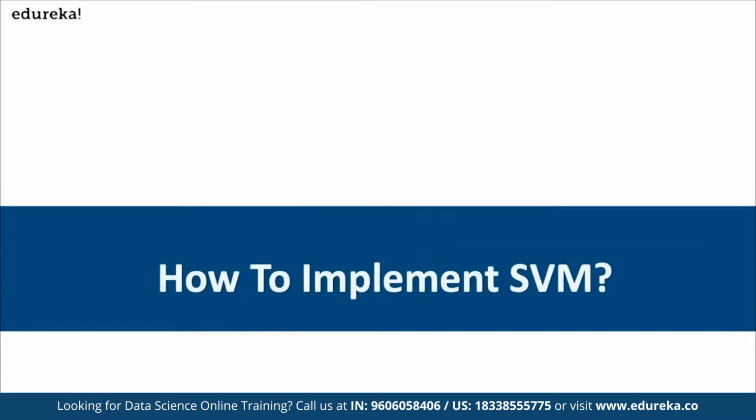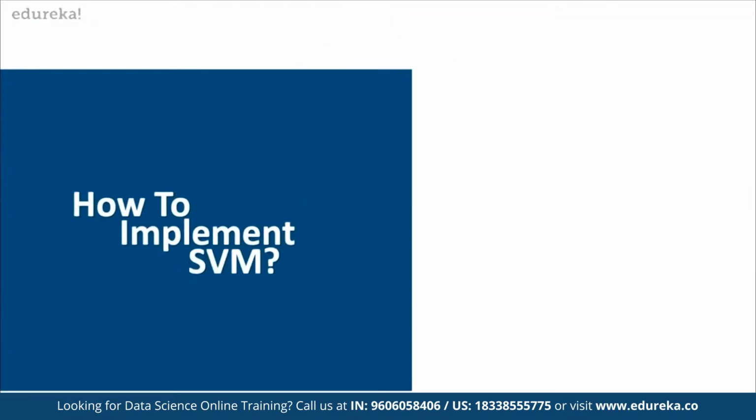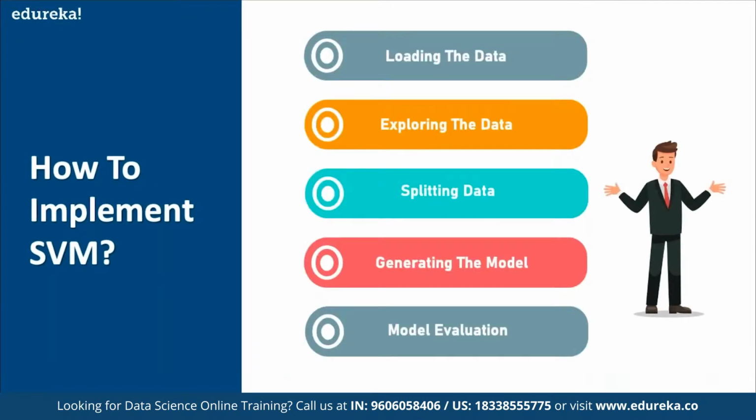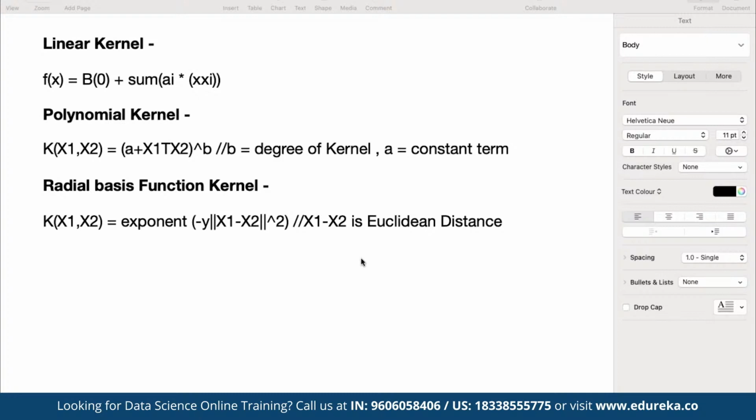Now in terms of how to implement SVM, first of all we have to load the data, explore the data, split the data, then generate the model, and then evaluate the model as well. As we discussed, linear is simply the dot product between any two given observations. The product between two different vectors is simply the sum of multiplication of each pair.